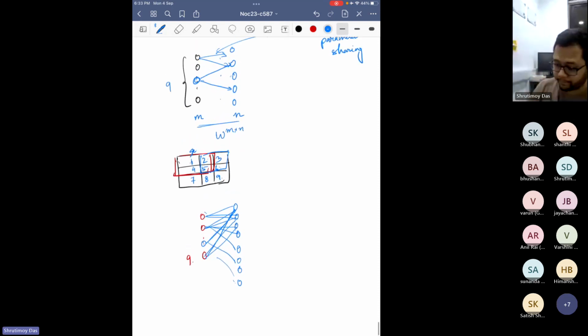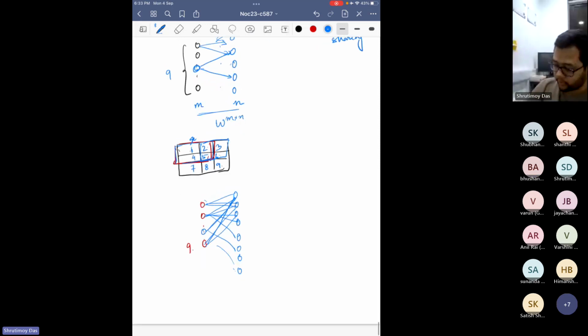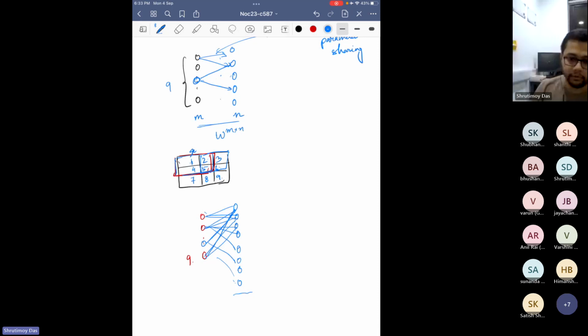Is that clear? Sometimes, mostly, we use more than one kernel. Right now I'm using only one filter or one kernel here. Sometimes we may use more than that. We may use 3, we may use hundreds of kernels. So this depends on how many kernels you are using.